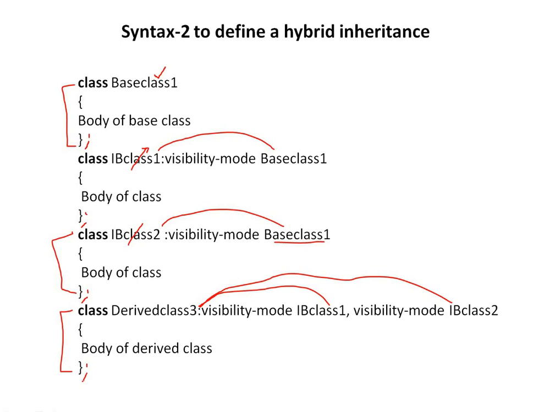Next let us go to a very important concept. Already here we have written visibility mode. Here also we have written visibility mode. In the place of the visibility mode, either you can write public or you can write private or you can write protected. The visibility mode always defines the boundaries of the members of the particular class.